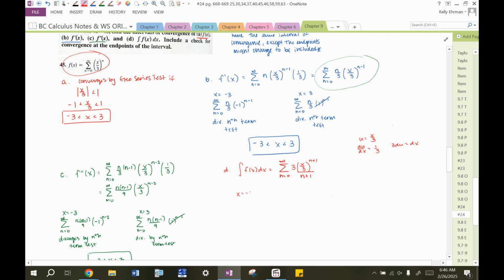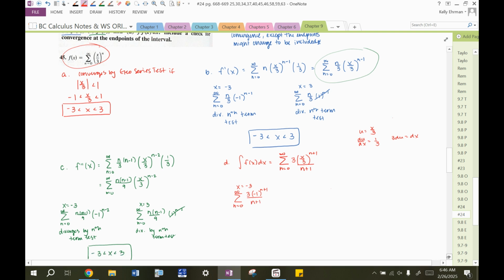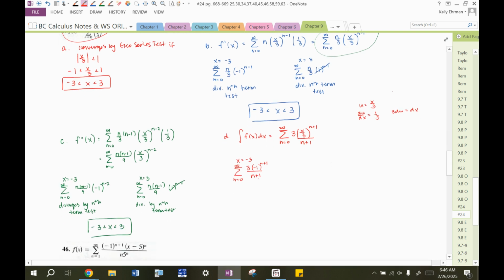So what if x equals -3? Then we get the sum from 0 to infinity of 3 times -1 to the n plus 1 over n plus 1. Now this is an alternating series. It's bottom heavy, so its terms are approaching 0. So this series converges by the alternating series test. And then let's check and see what we get. If we plug in x equals 3, we get 3 times 1 to the n plus 1, so unnecessary, over n plus 1. Now this is not alternating. This is one of those general harmonic series, so this diverges.